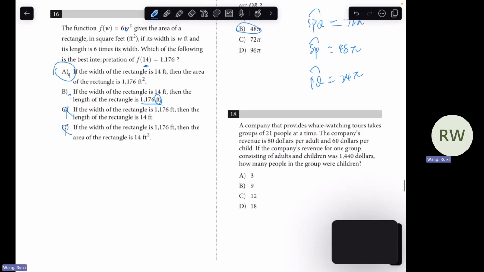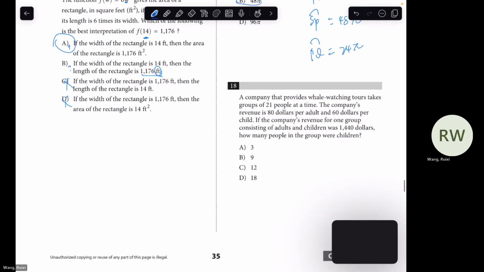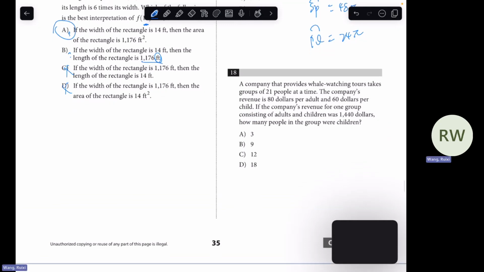All right, next question. A company that provides whale watching tours, 80 per adult and 60 per child. All right. So 21 equals A plus C. A is the number of adults and C is the number of children. Okay. And then 80A plus 60C equals 1400.